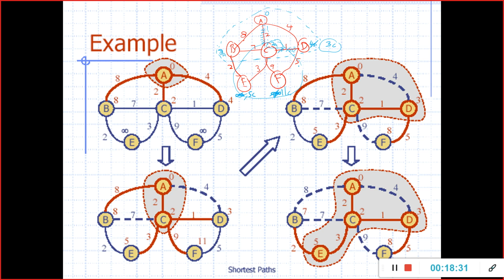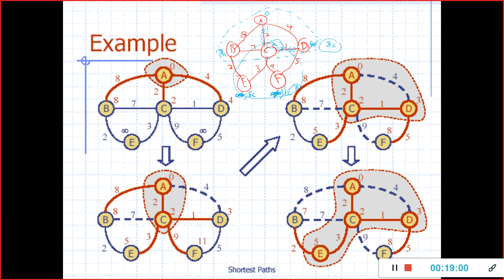So 3 plus 5 is 8. 8 is smaller or bigger than 11? It's smaller. So you put 8D. Oh, so messy. Never mind. 8D, something like that. D only has F. So you grow, and you are done with this part.